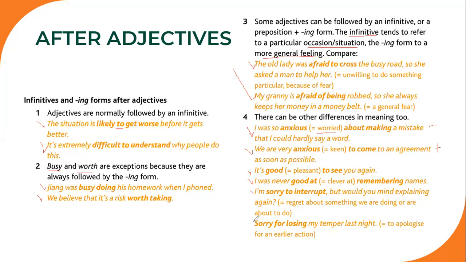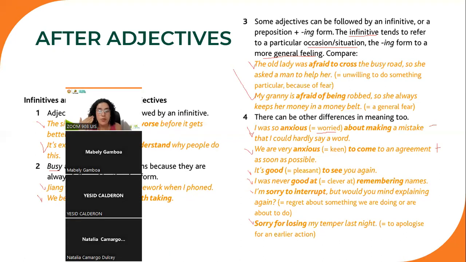Sorry, the adjective sorry. I'm sorry to interrupt, but would you mind explaining again? Regret about something we are doing or are about to do. Sorry for losing my temper last night. To apologize for an early action. All right, so here the difference is also important.